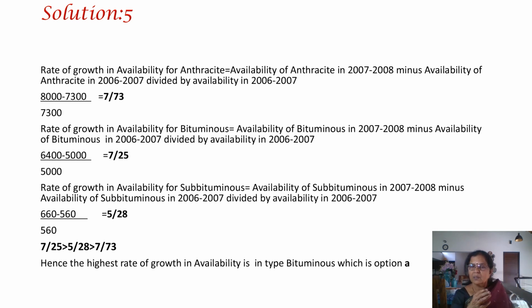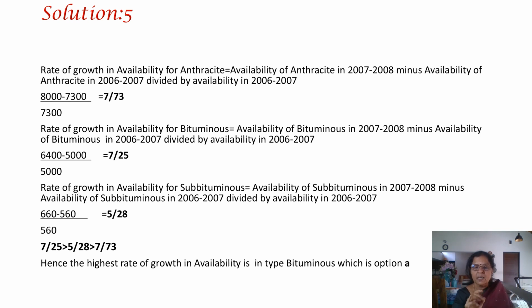That is for all the three types. There is growth in the second year compared to the previous year. So which type has the greater growth in availability, whether it is the anthracite type coal, the bituminous type coal, or the sub-bituminous type coal? We have to find out. So now we will find out the growth for each type.